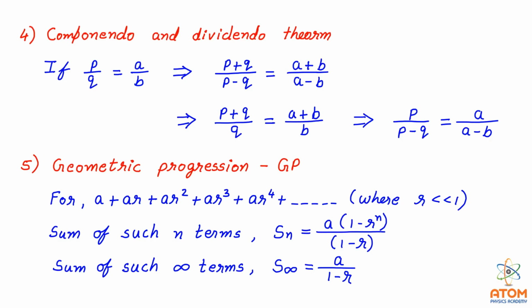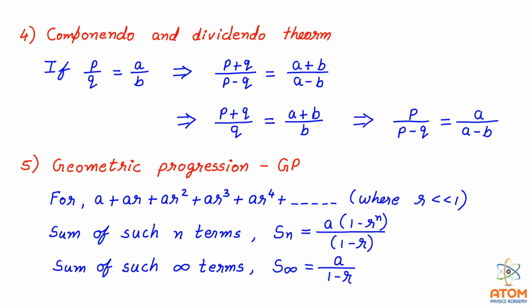Now fourth is componendo and dividendo theorem. If you have been given P upon Q is equal to A upon B, then we can write P plus Q upon P minus Q is equal to A plus B upon A minus B. Here we have taken componendo and dividendo both, but you can take only componendo or only dividendo also.